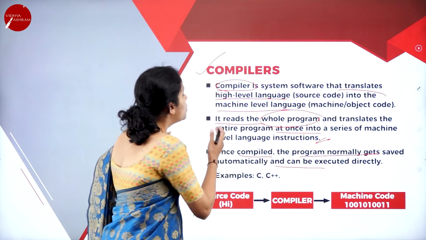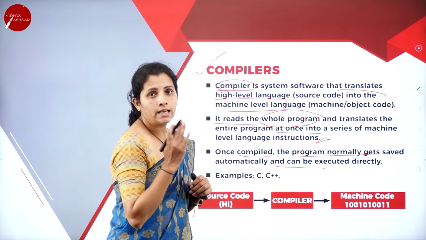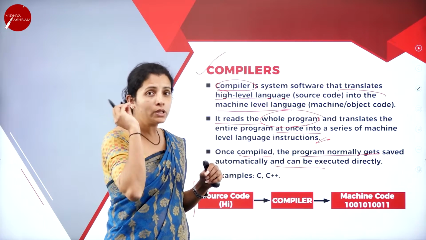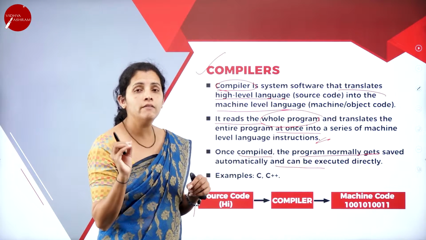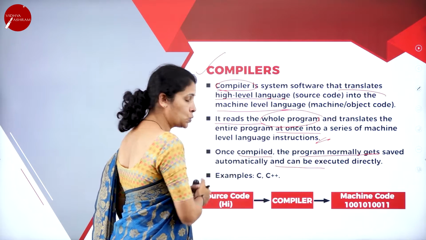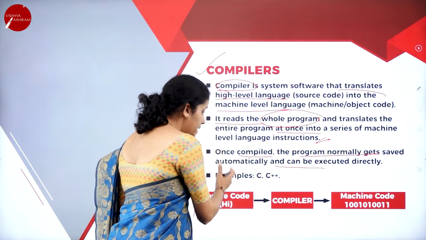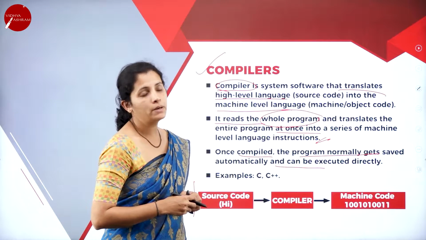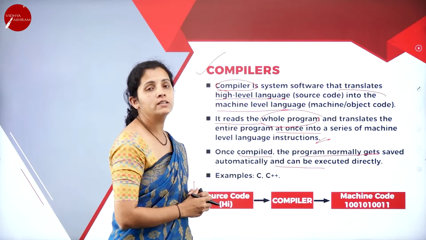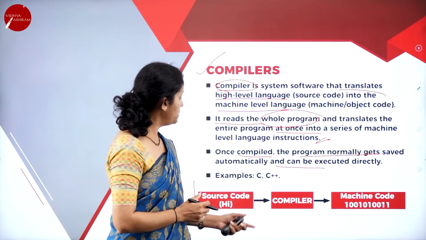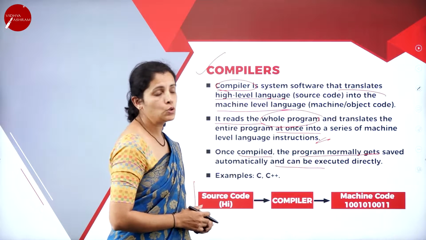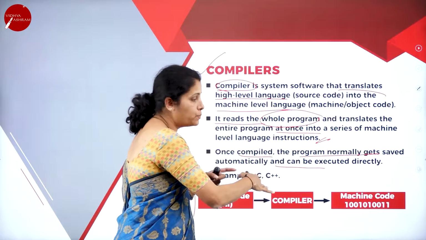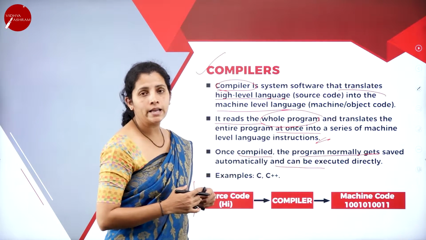So here, what is my source code? That is nothing but the high level language. That means whatever program is written using a high level language is called source code. This is the input, and this is given to the compiler. So what is the compiler here? That is nothing but the translator, or a mediator. That means the job of the compiler is to collect the input and translate the input into machine understandable form.